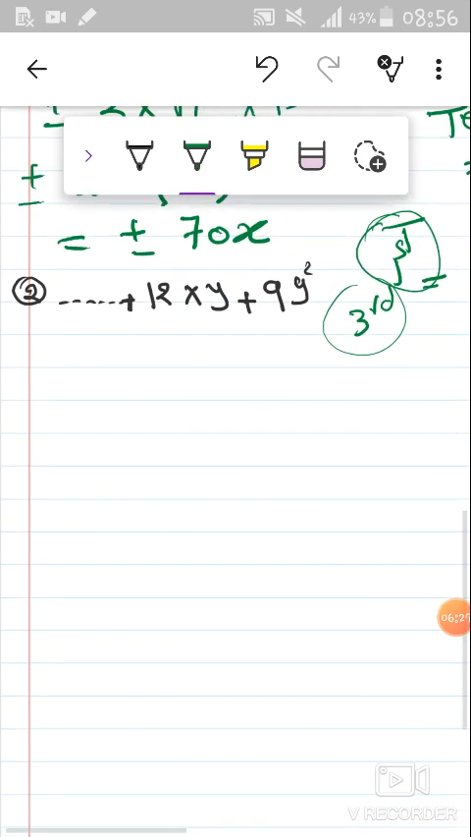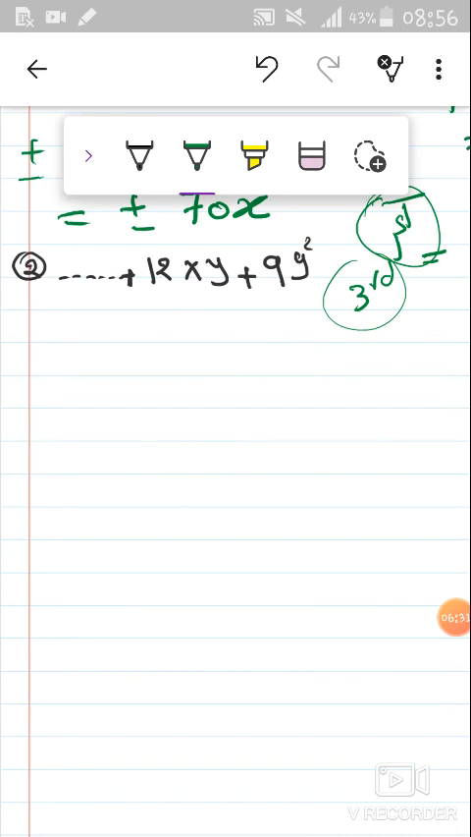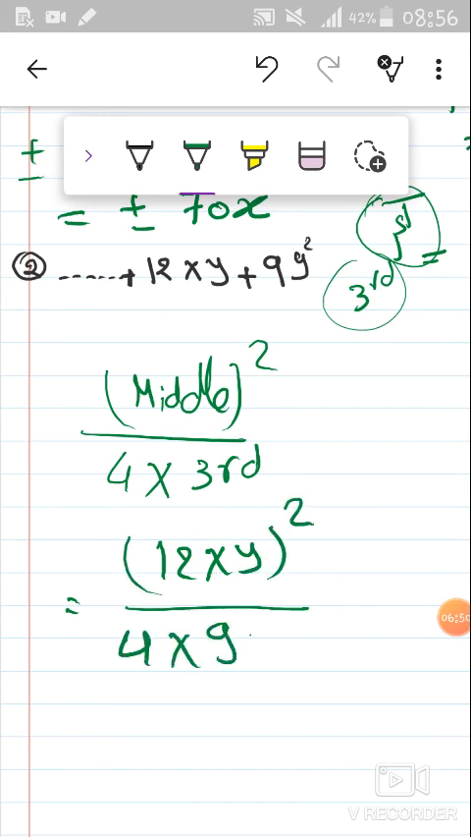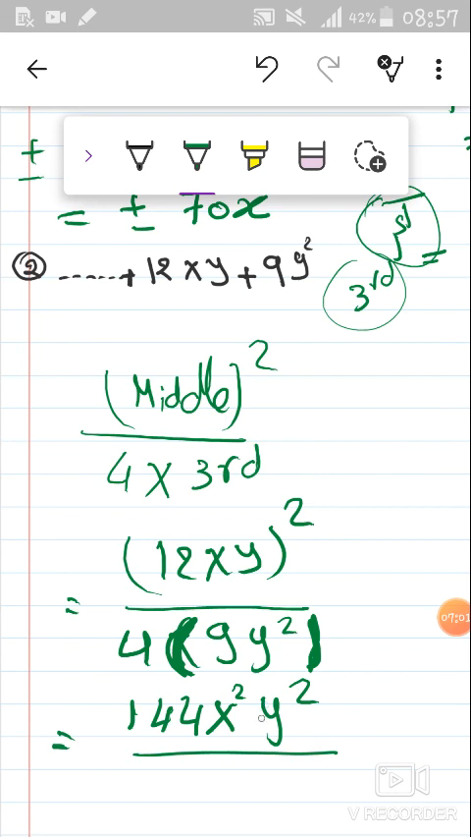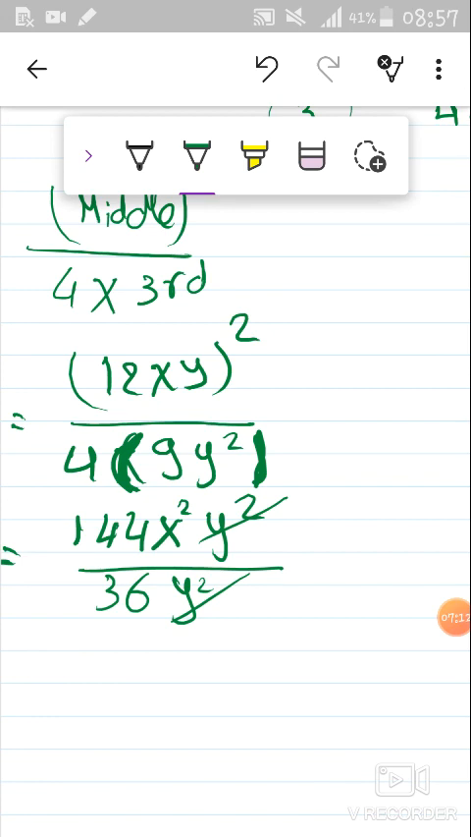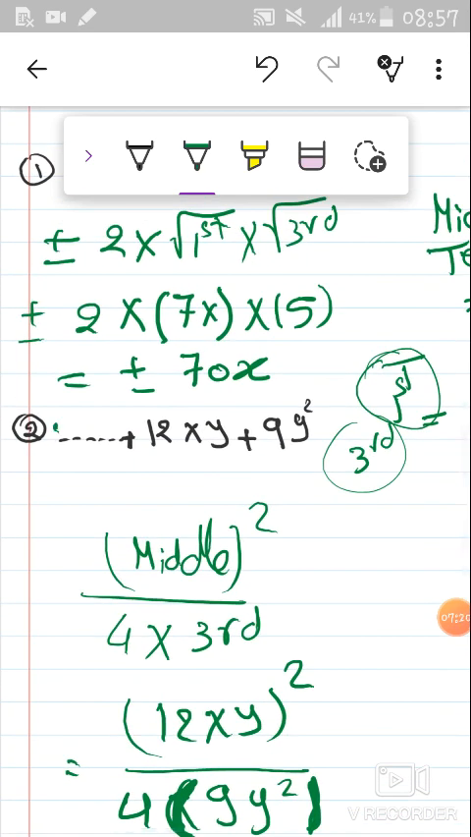What about the last one? Here the missing part is the first term. So to get the first term, we make the middle power 2 over 4 times the third: 12xy all to the power 2 over 4 times 9y squared. It's not x, it's multiply. Okay, here we will have 144x squared y squared over 36y squared. So we get the result, which will be 4x squared. So the missing term is 4x squared.